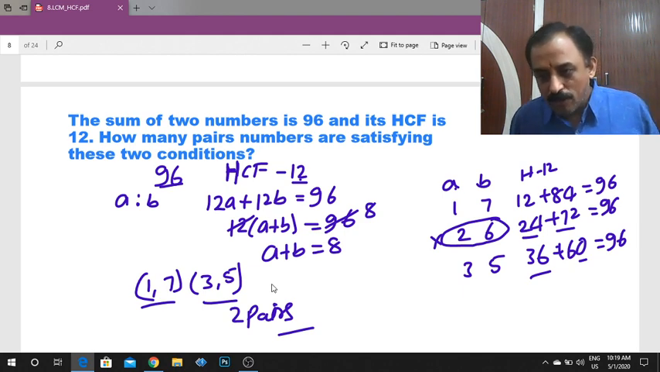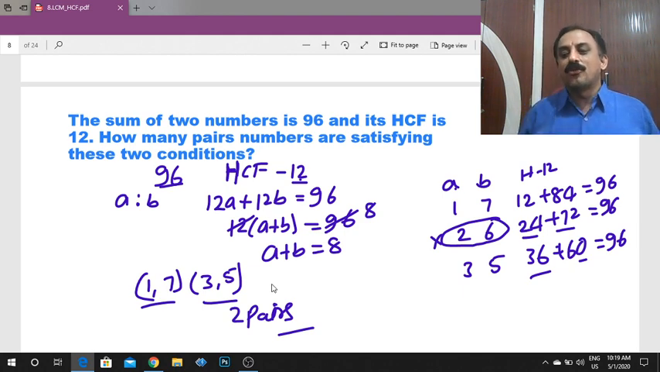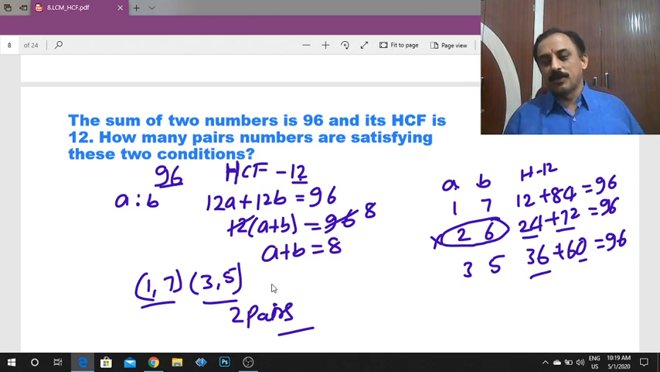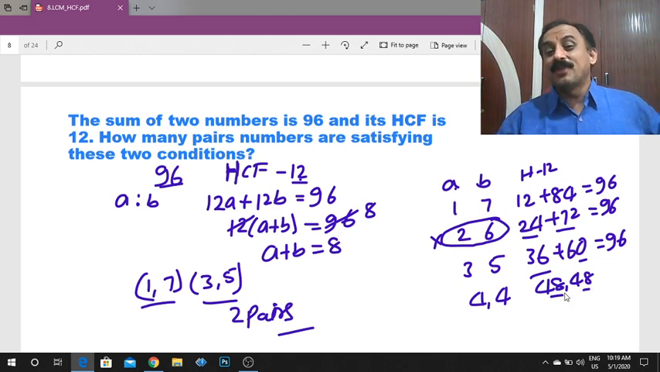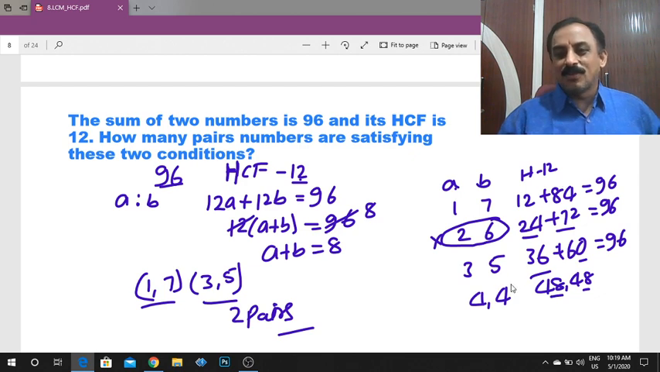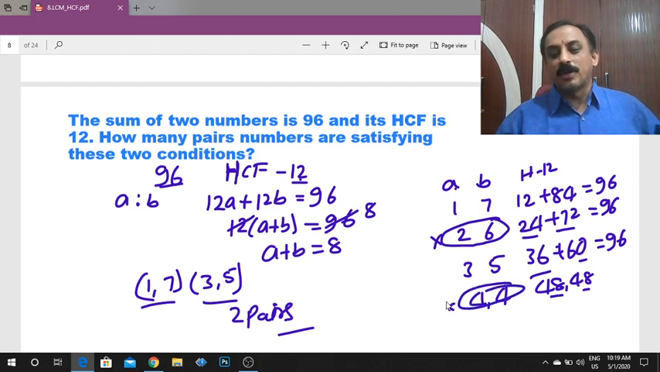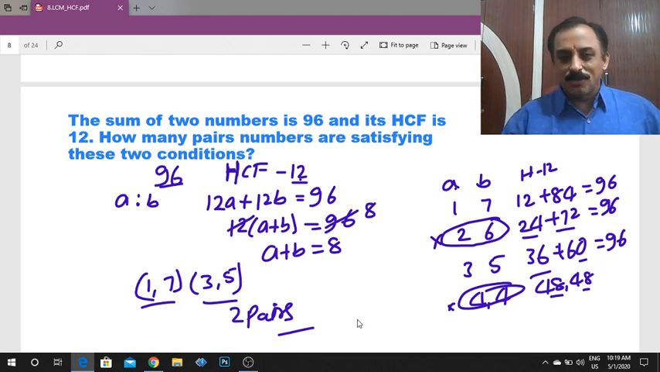Don't take 4 and 4, Kalpana, because 4 and 4 are not co-prime numbers. If you take A value 4, B value 4, 12 into 4, 48, and 12 into 4, 48. 48 plus 48, total 96. But the HCF is not 12, the HCF is 48. Don't take this one. So only two pairs of numbers are satisfying these two conditions.